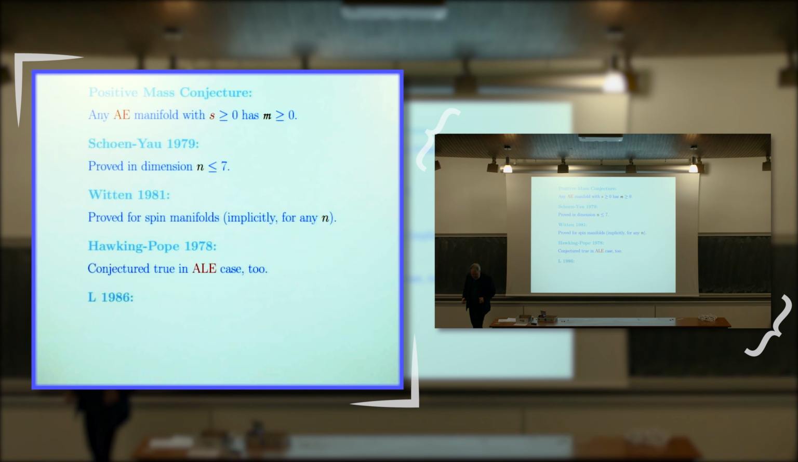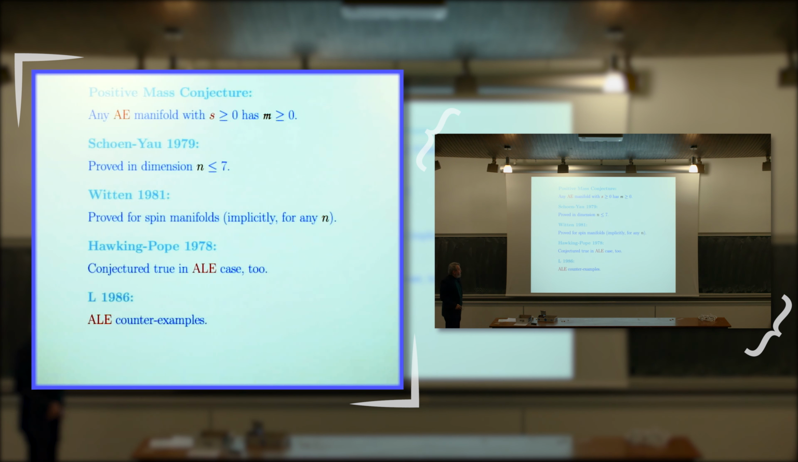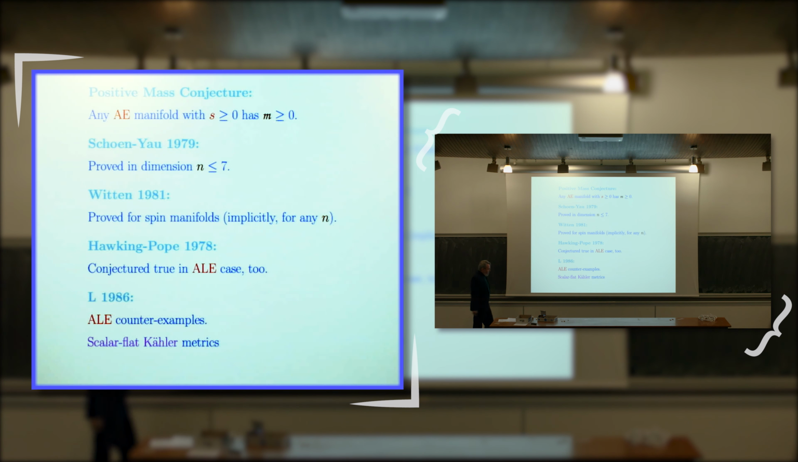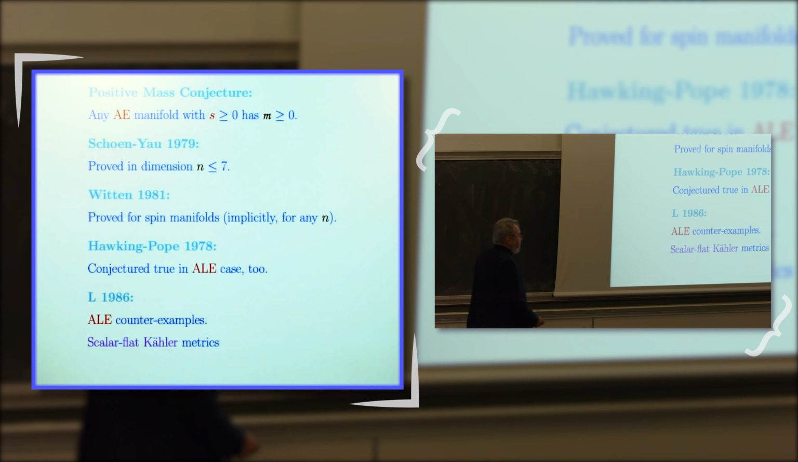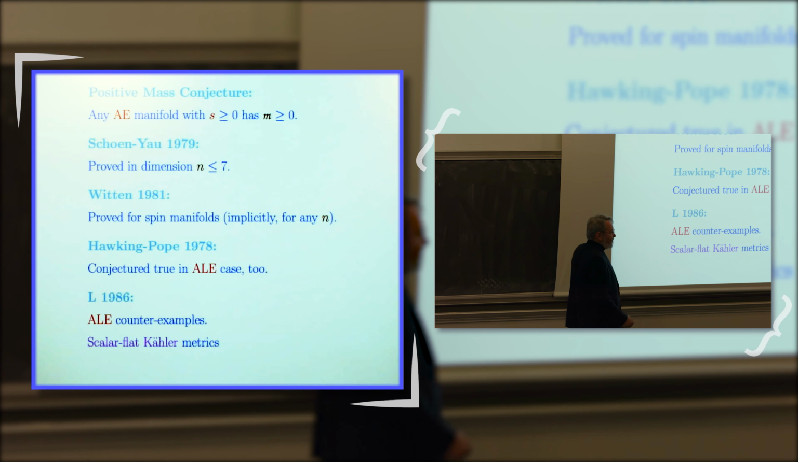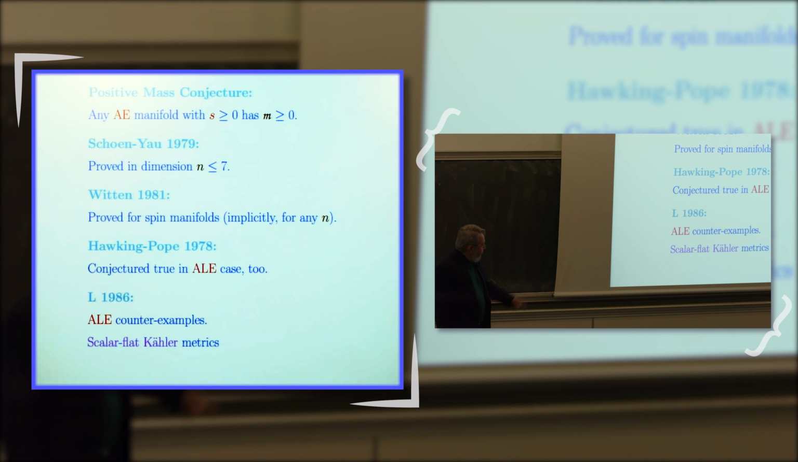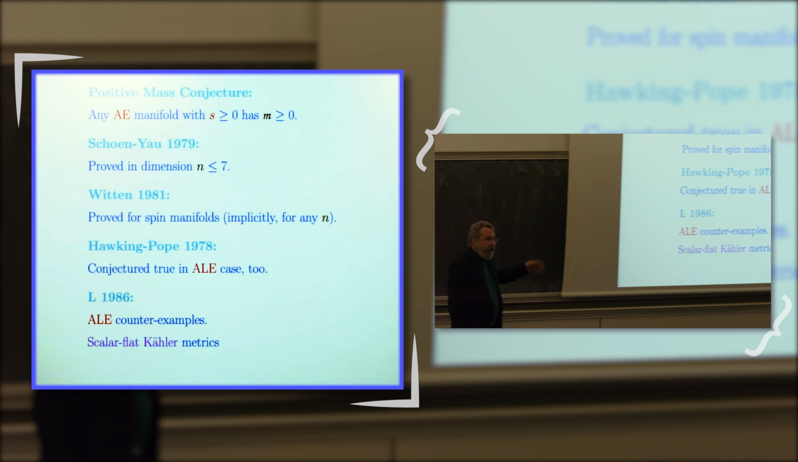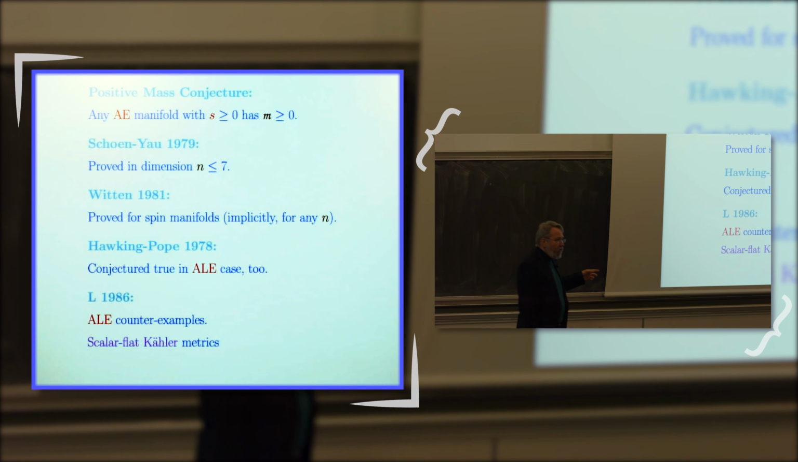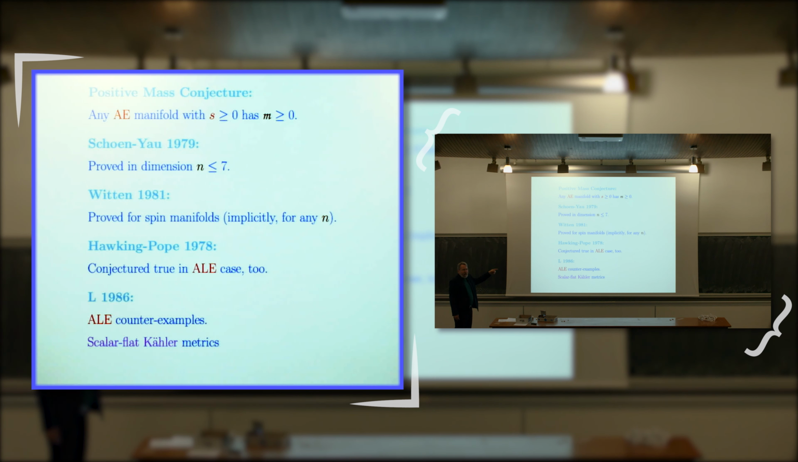However, I then discovered counterexamples to this in 1986. And the particular counterexamples I found were scalar flat Kähler metrics. In fact, I was interested in scalar flat Kähler metrics as scalar flat Kähler metrics and as anti-self-dual four manifolds. The first time I submitted the article, it was rejected, and then a colleague, Mike Anderson, said, well, do you know about this conjecture? No. Why don't you calculate the mass for these? And it's usually negative.